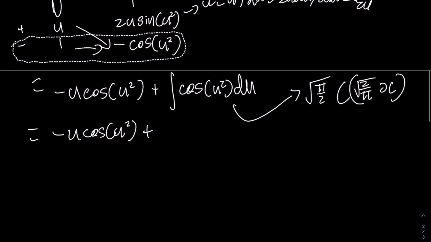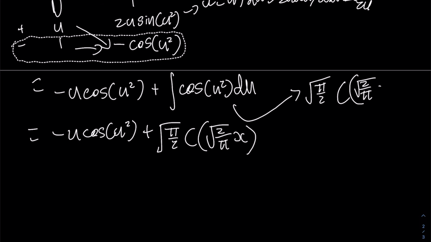So we just have the square root of pi over 2 times the C of the square root of 2 over pi x. But this is actually not an x, this is a u here still, so this of course still is a u, we're in the u world. So we actually now just have to get back to the x world.